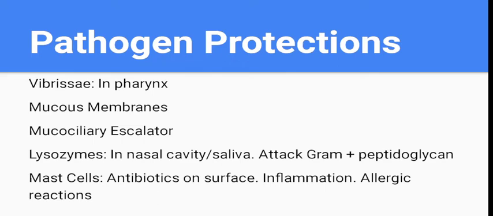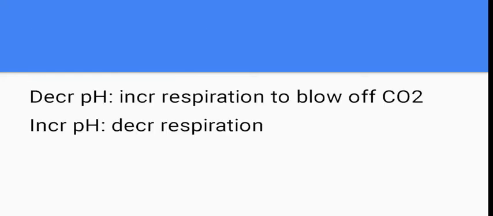And then mast cells, they have antibodies on the surface, and they're involved in inflammation, allergic reactions, all the stuff these guys do. And then this one last thing: if pH is decreasing, becoming more acidic, you're going to increase how much you breathe to blow off the CO2. Now, if you are getting too alkaline, so the pH is increasing, you're going to decrease your breathing. That's just some terminology to know for the acid-base stuff.